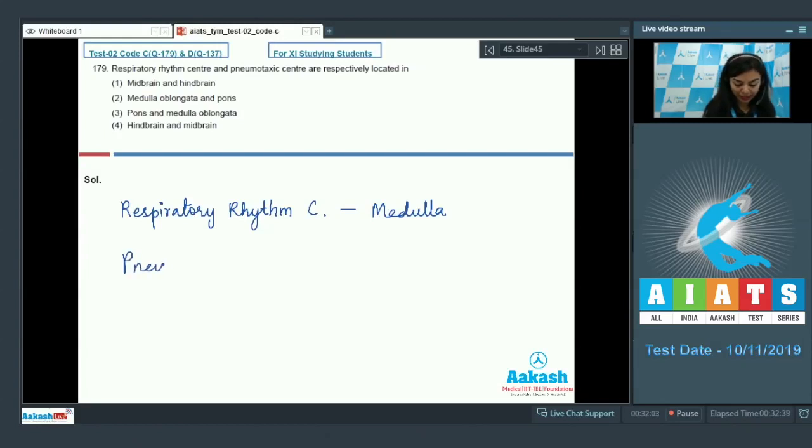Whereas pneumotaxis center is located in the pons region of the hindbrain, and it moderates the function of this respiratory rhythm center. And neural signals from this center can also decrease the duration of inspiration and thereby alter the respiratory rate. The correct answer here would be option number 2, medulla oblongata and pons.